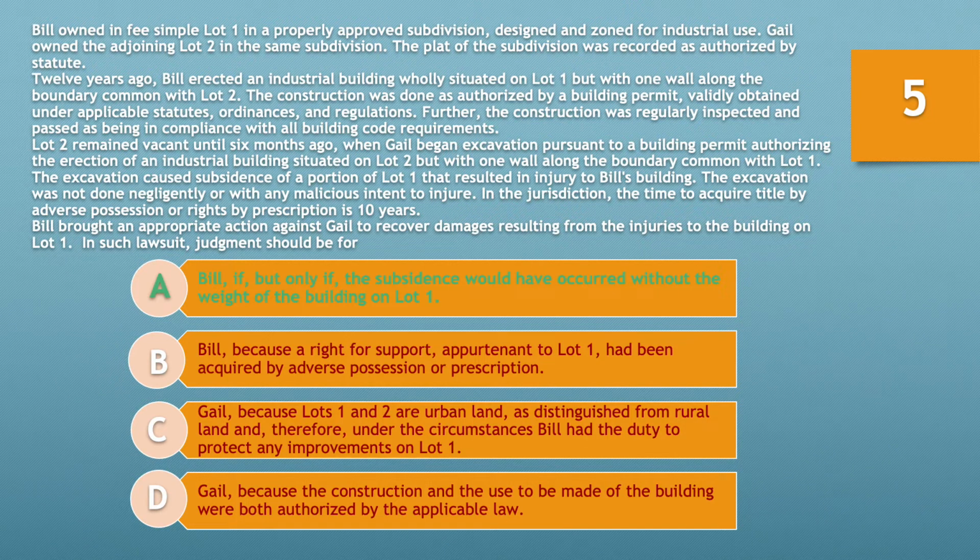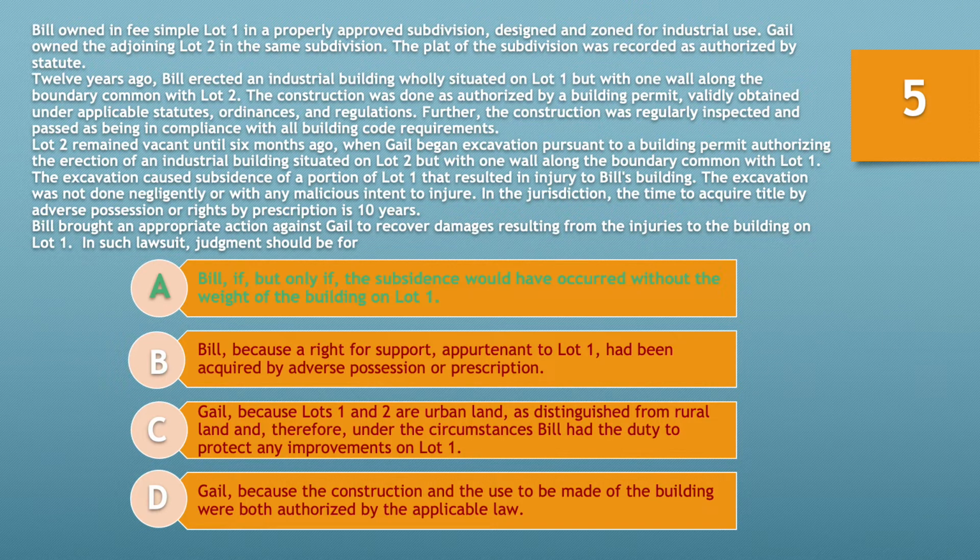If you chose option A, then you'd be correct. Bill, if but only if the subsidence would have occurred without the weight of the building on Lot 1. Lateral and subadjacent support in the law of property describes the right a landowner has to have that land physically supported in its natural state by both adjoining land and underground structures. If a neighbor's excavation or excessive extraction of underground liquid deposits causes subsidence, the neighbor will be subject to liability in a tort claim. The neighbor will be strictly liable for damage to the building on the landowner's property if the landowner can show that the weight of the building did not contribute to the collapse of the land.